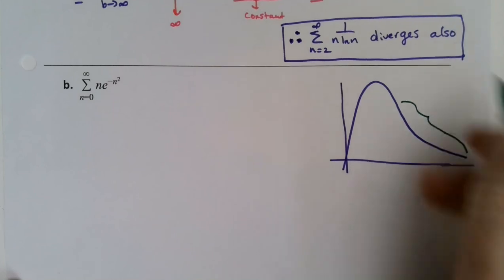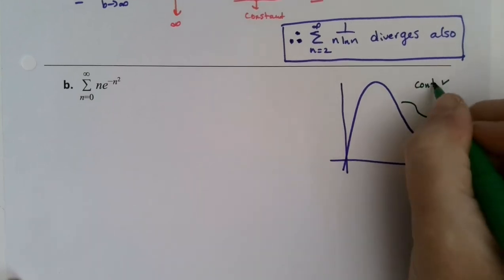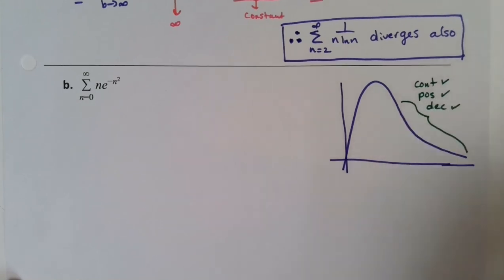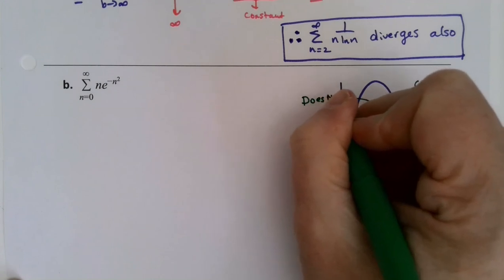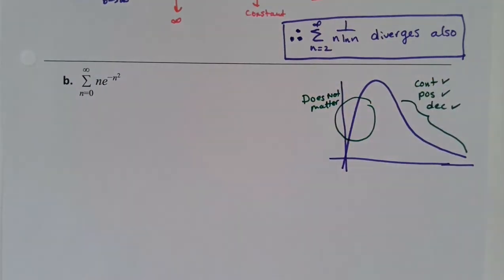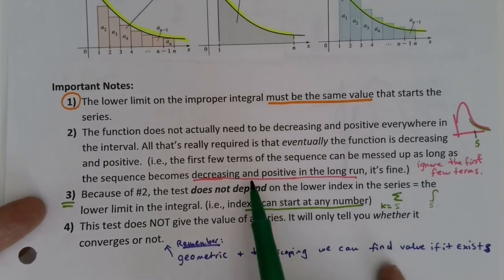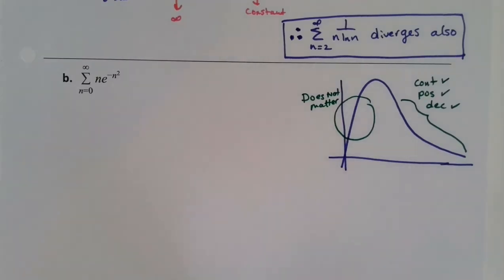What we care about is whether this section of the graph is continuous, positive, and decreasing. And the answer is yes to all of those. This part does not matter. That's that part from the integral test from before, right? It doesn't matter if it's doing something weird at the beginning, as long as it's decreasing and positive in the long run, which this is, then we're fine.